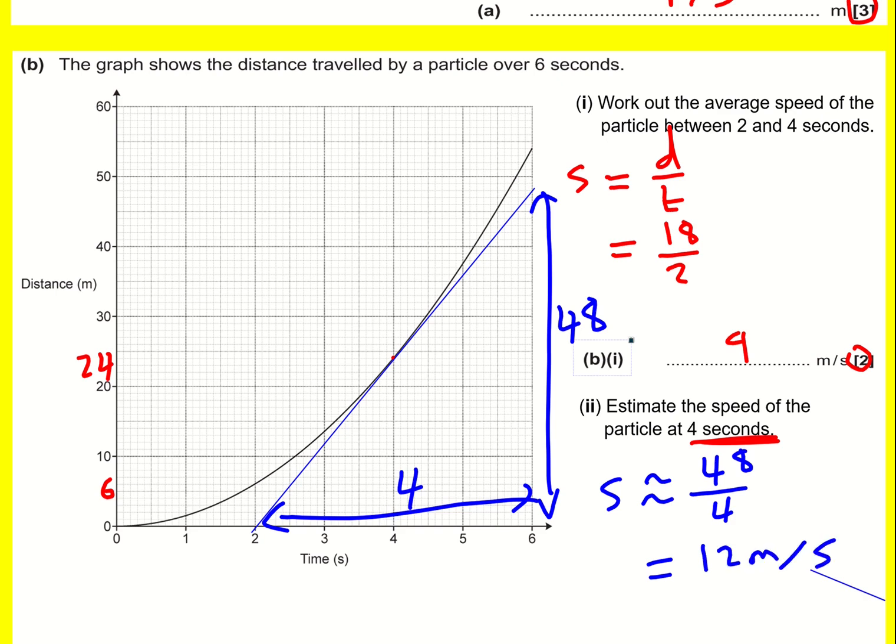So what we're doing essentially is finding the instantaneous gradient. Drawing the tangent gives you that. You draw the tangent carefully so it just touches. Make the triangle big so there's less error involved. In this case, it's worked out nicely at 12, but a range of values would be accepted, like I said.